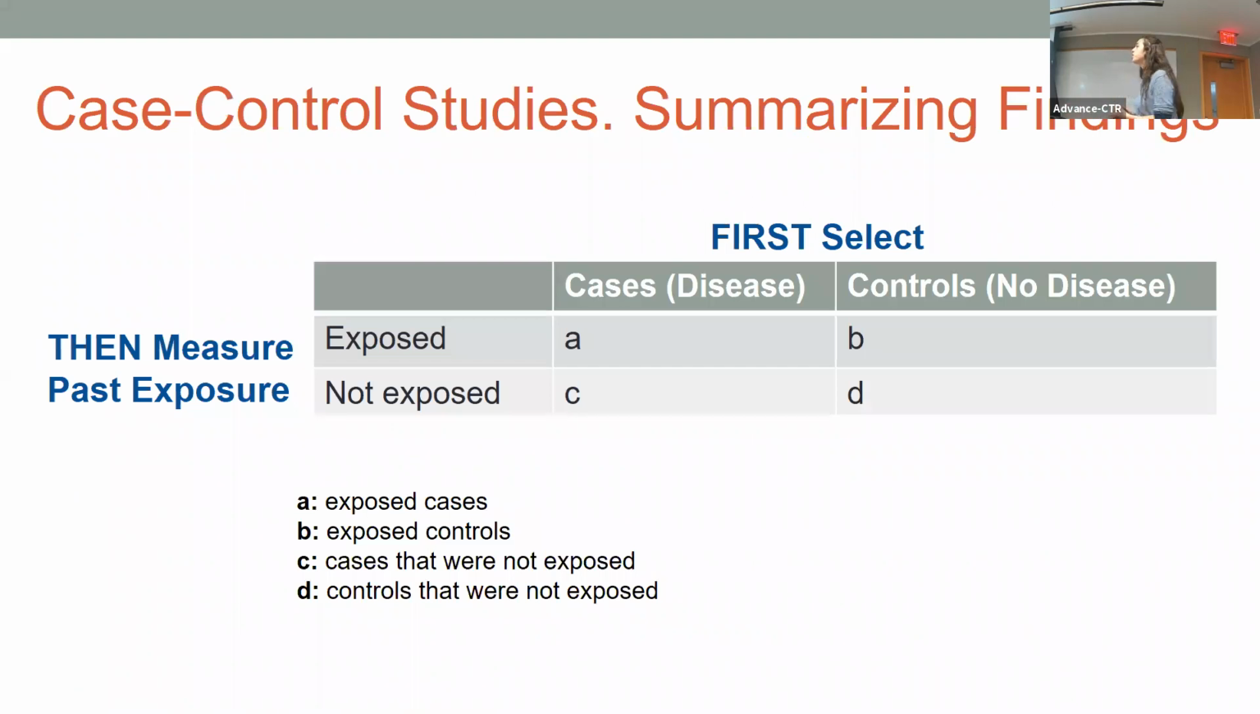So as I mentioned, a case control study is very similar to a cohort study, but the ordering matters. With case controls, we're first selecting our cases and controls, and then we're measuring who was exposed and who was not exposed. So we do end up with a very similar 2x2 table, but the interpretation of these values changes a little bit because we weren't following the individuals the whole time.